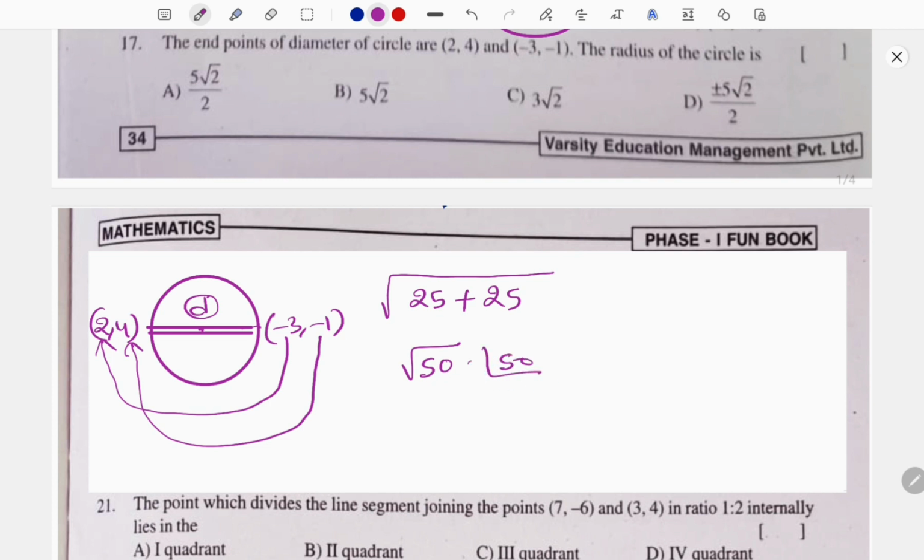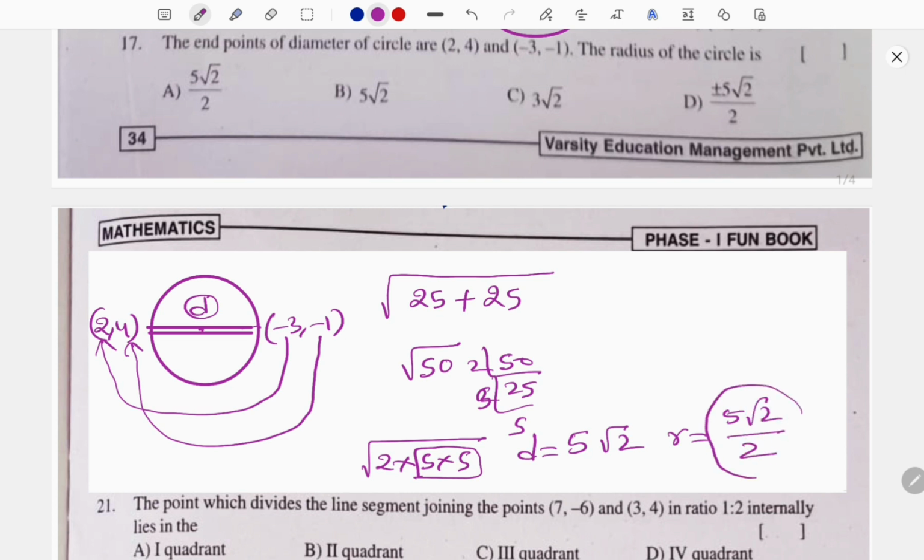You know the prime factorization of 50: 2, 5, and 5. So root 50 can be written as root over 2 into 5 into 5. Among these, 5 into 5, we can take one 5 outside. So we get 5 into root 2. This is the diameter, but the question asked for the radius. Radius means 5 root 2 by 2. This is the radius. Here it is distance, and distance is always positive. That's why you take only the plus value. So option A is the right answer.